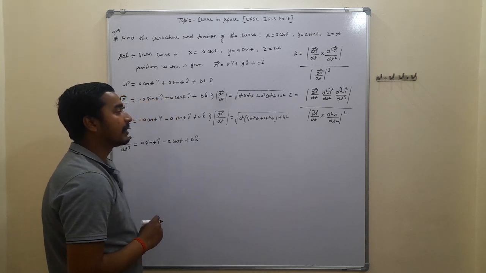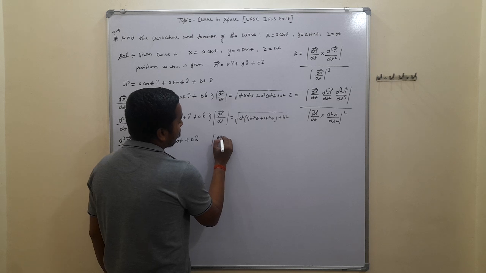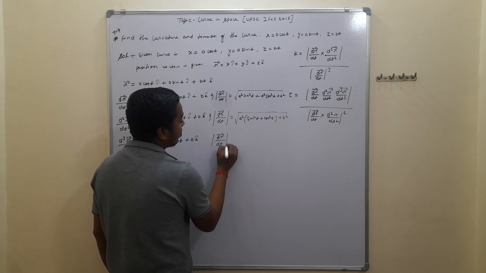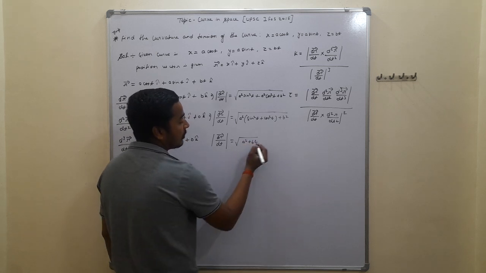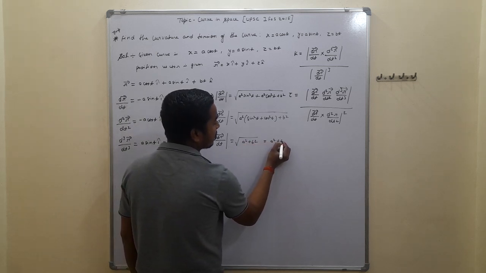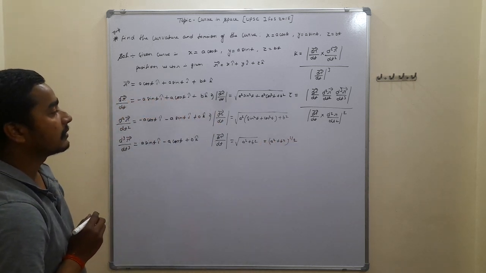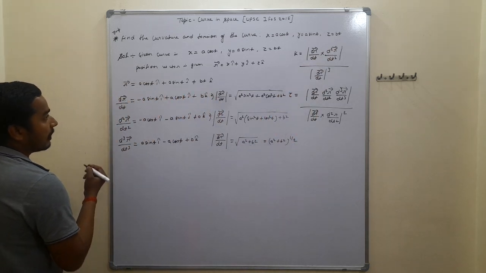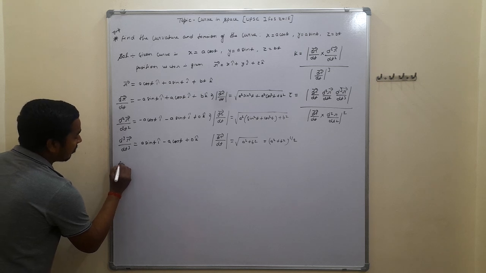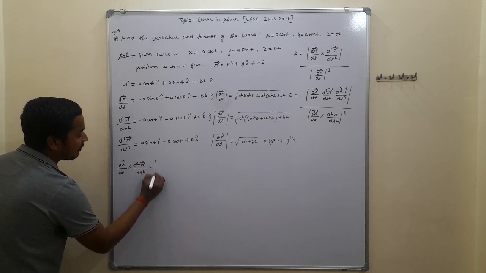And we know that from trigonometry sin square t plus cos square t is 1. So mod of dr vector upon dt is given by under root of a square plus b square, and we can also write this as a square plus b square to the power 1 by 2. And further we have to calculate dr upon dt cross d2r upon dt square. So we have to calculate dr vector upon dt cross d2r vector upon dt square, and this is given by the determinant.